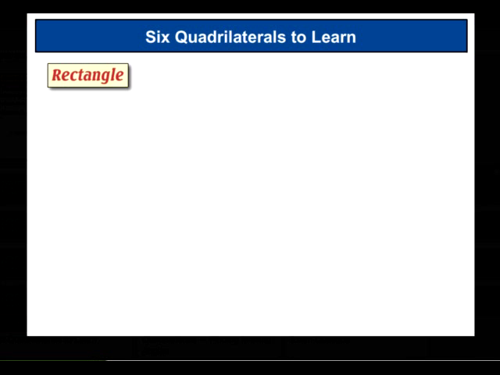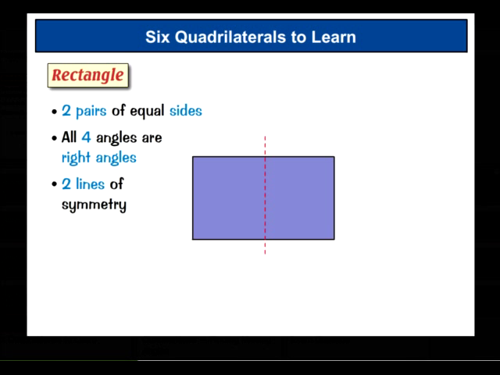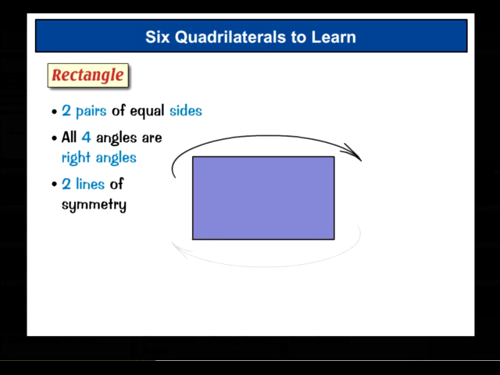Rectangles are a bit like squares that have been stretched. Here's one. They have 2 pairs of equal sides. So this side and this side, and this side and this side are equal. All 4 angles are right angles. There they are again. They have 2 lines of symmetry. One here, and one here. They also, if we rotate it, you'll see, have 2 positions where they look the same as you rotate them. So they have rotational symmetry order of 2.